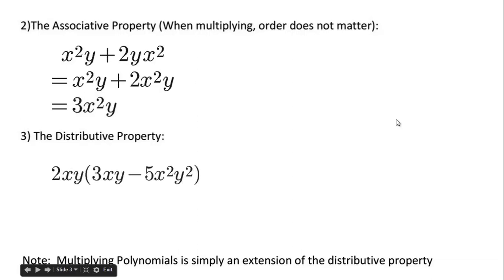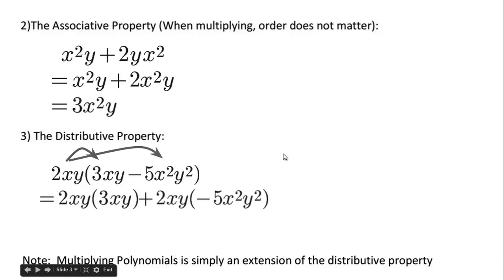And then finally, the distributive property. If you have something outside a bracket, you can actually expand it in: 2xy times 3xy, and then 2xy times negative 5x squared y squared. This middle step you don't usually show, you usually just show the end. But 2 times 3 is 6, x times x squared is x cubed, y times y is y squared. And then 2 times negative 5 is negative 10, x cubed, there's 3 x's, and there's 3 y's. And really, when we get to multiplying polynomials, we're just going to be using the distributive property.